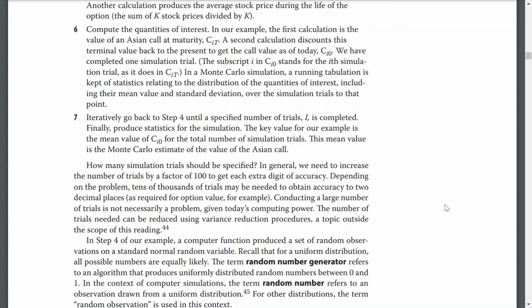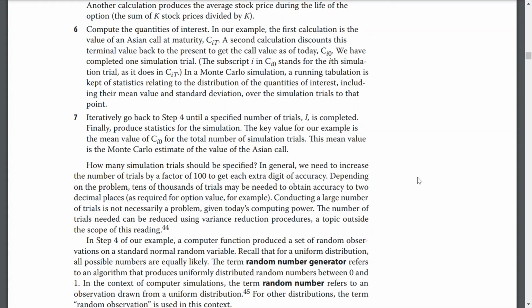Iteratively go back to step 4 until a specified number of trials I is completed. Finally, produce the statistics for the simulation. The key value for our example is the mean value of Ci0 over the total number of simulation trials, the Monte Carlo estimate of the value of the Asian call. How many simulation trials should be specified?